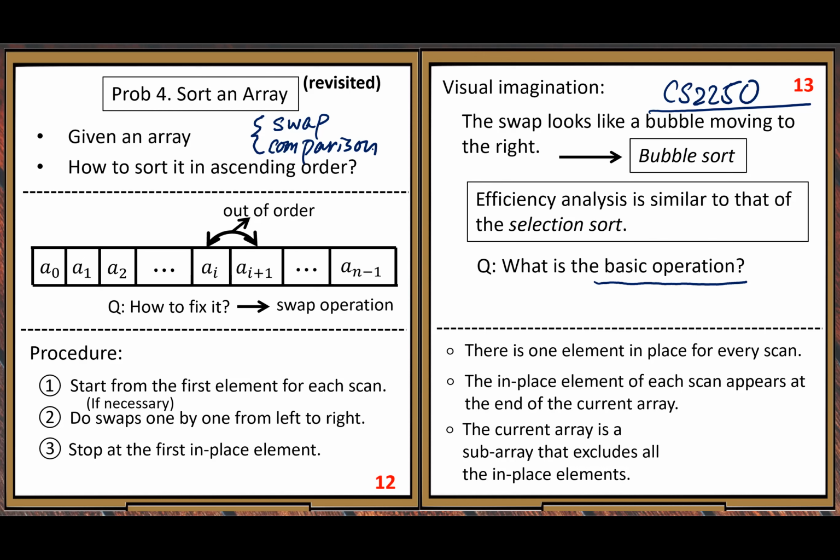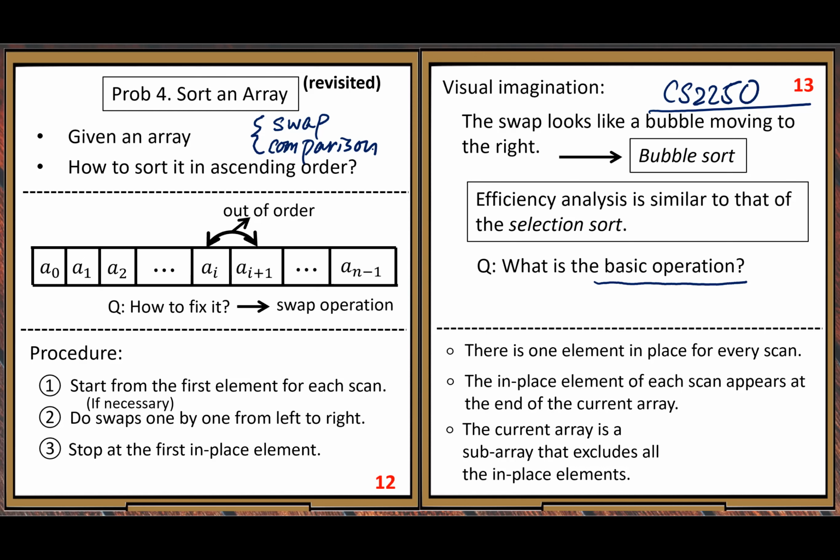Think about that. Which operation contributes the most in this algorithm? Which do you do most frequently in your implementation of the solution? Yes, the answer is comparison, not swap. The answer is correct. It's comparison, but not swap. Madison explained it well: you have to compare every time.